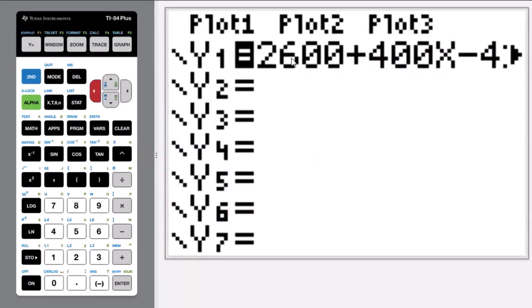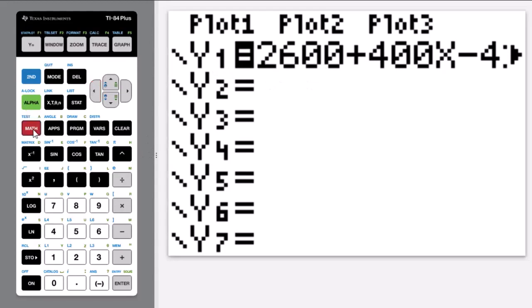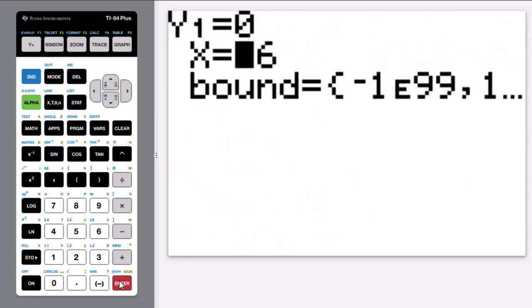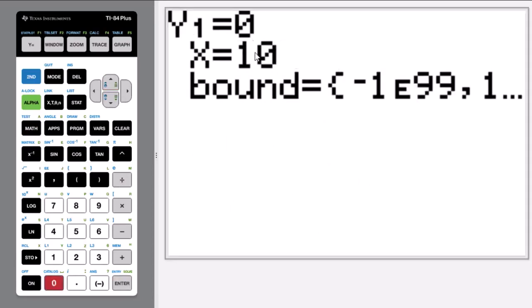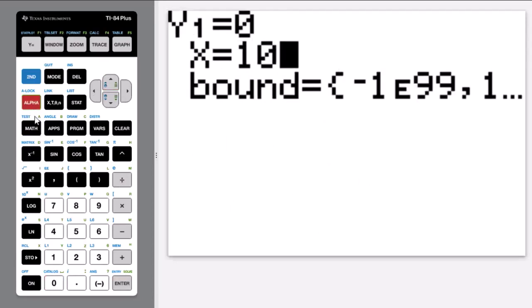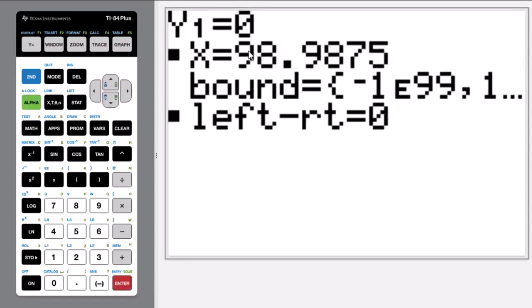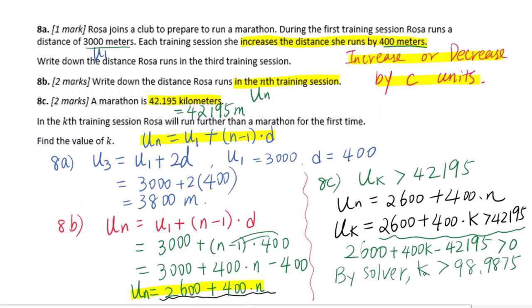First of all, we will put the left side into this Y1. Then go to math, up arrow, enter. Estimated number is 10. Then alpha, enter. We will get 98.9875. By solver, k greater than 98.9875, which means k equals 99.